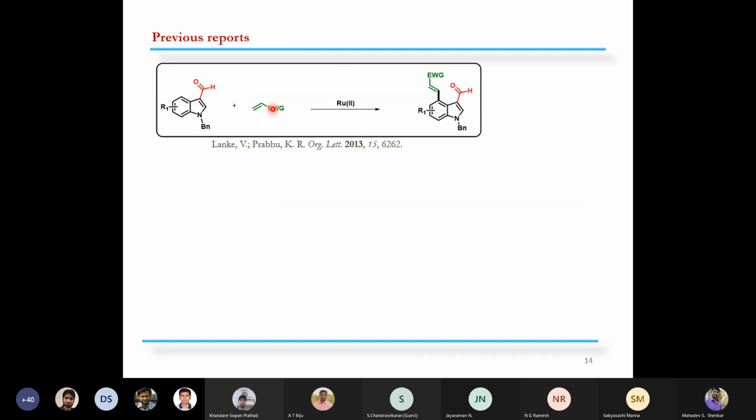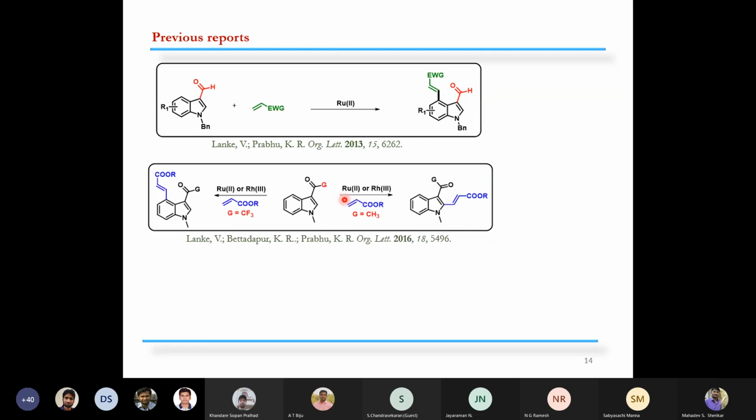So previously from our group, for the first time we reported the C4 alkylation by using acrylate or different activated coupling partners, with aldehyde as a directing group under ruthenium catalyst. Later, again we showed the electronic nature of the directing group, achieving C4 as well as C2 alkylation of the indole derivative by using a carbonyl directing group, where COCF3 gives the C4 alkylated product, and where the acetyl group is responsible for the C2 alkylation reaction.